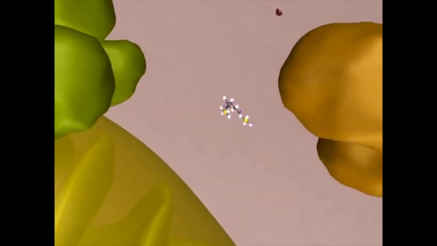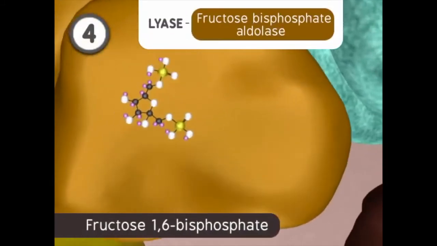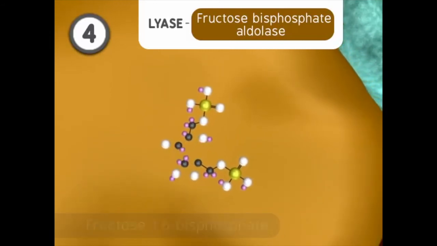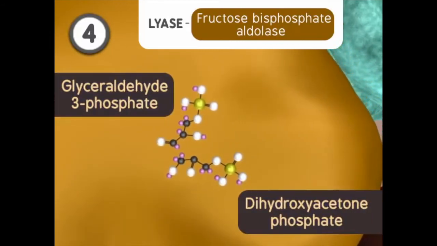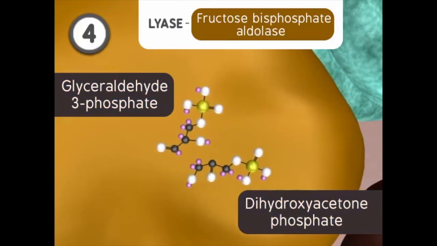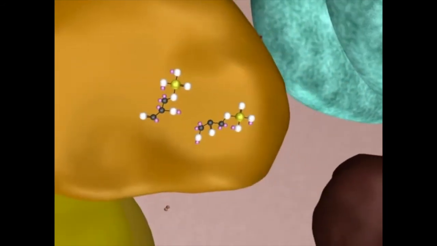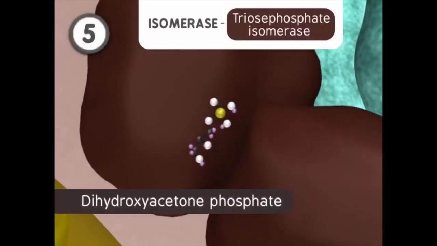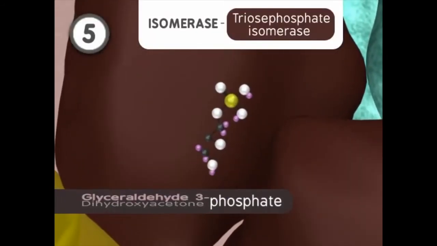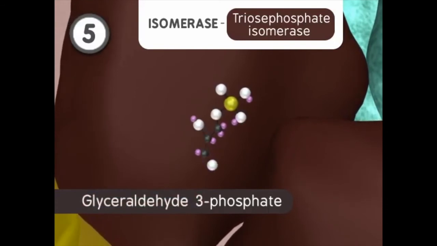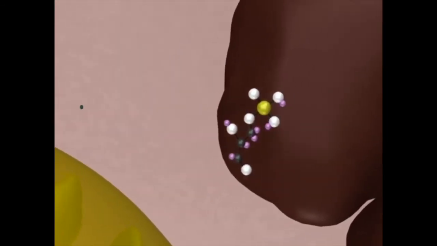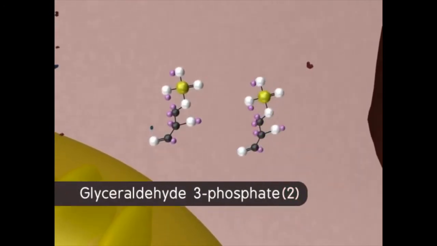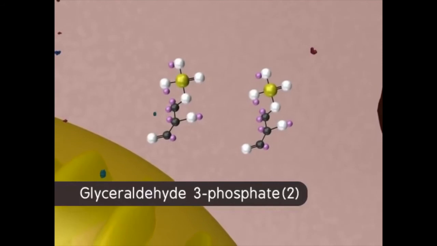In the fourth step of glycolysis, a lyase reaction splits the 6-carbon fructose-1,6-bisphosphate into 2 3-carbon sugars, dihydroxyacetone phosphate and glyceraldehyde 3-phosphate. The dihydroxyacetone phosphate is rearranged by another isomerase to form a second glyceraldehyde 3-phosphate. At this point in glycolysis, glucose has been metabolized into 2 glyceraldehyde 3-phosphates and 2 ATPs have been consumed.